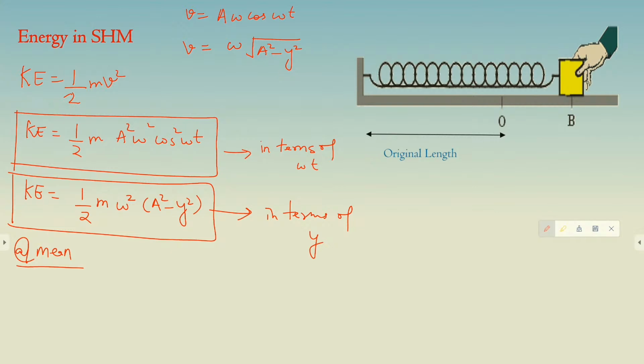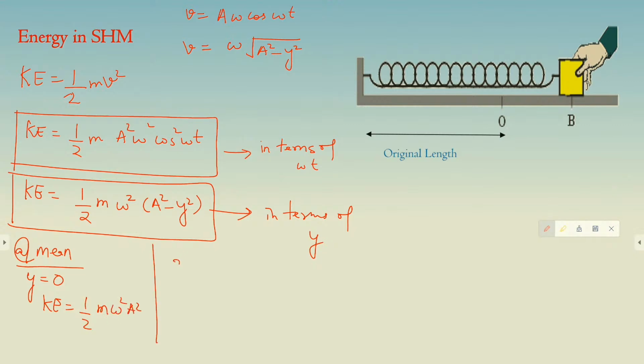Okay, coming back. At mean position, what is y? y is equal to 0, isn't it? Put y is equal to 0 here. How much is the kinetic energy you are going to get? Half m omega square A square.